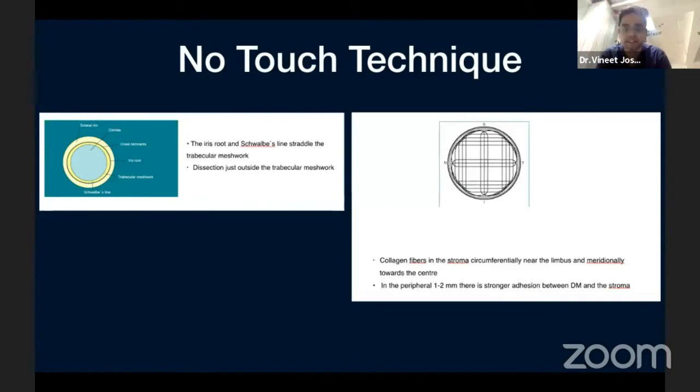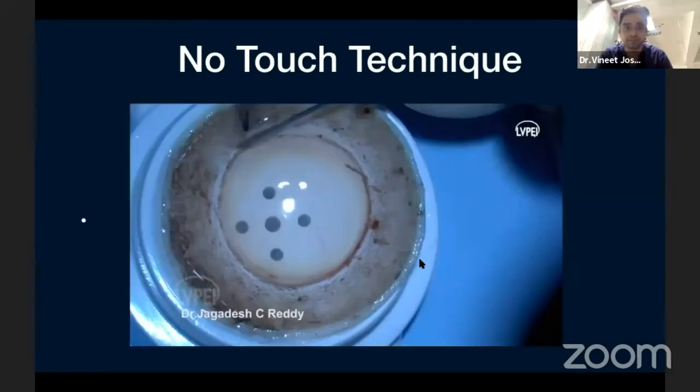The no-touch technique, introduced by the Melles group in the Netherlands, primarily involves using an instrument like a hockey stick, which is used to dissect Descemet's from the iris root near Schwalbe's line, just beyond the trabecular meshwork where the adhesions are formed.